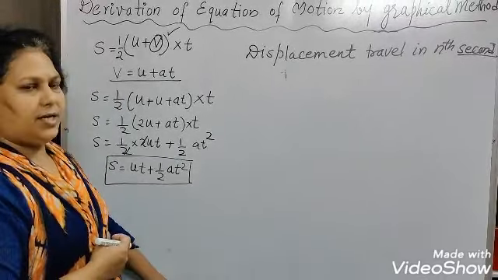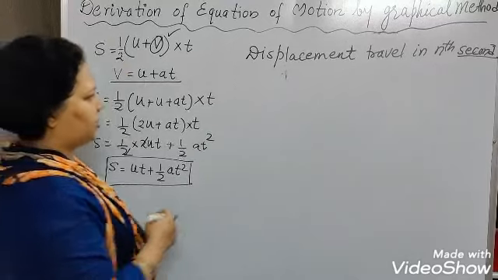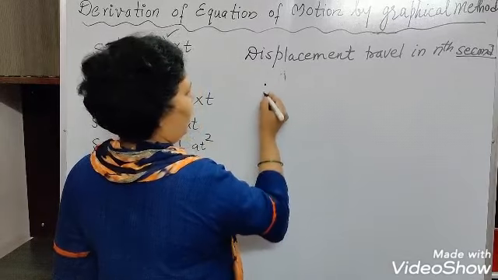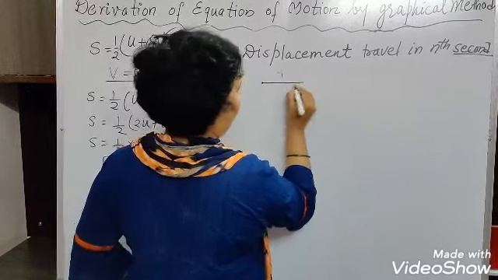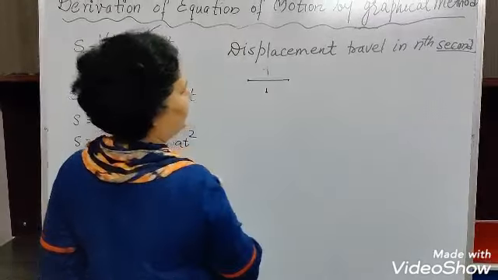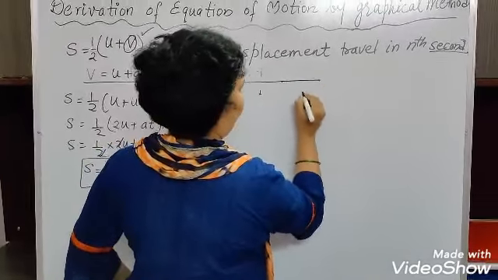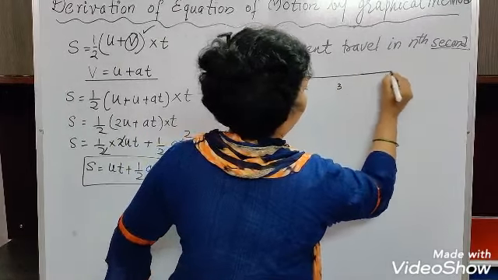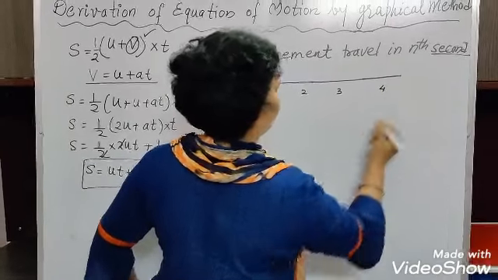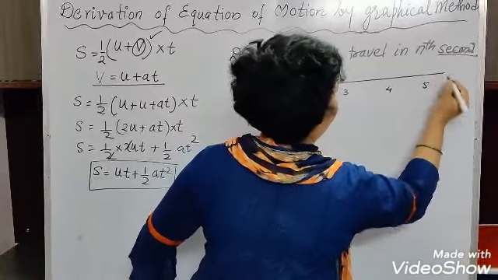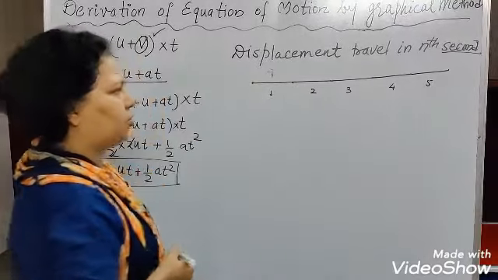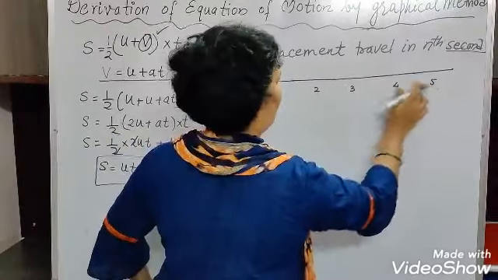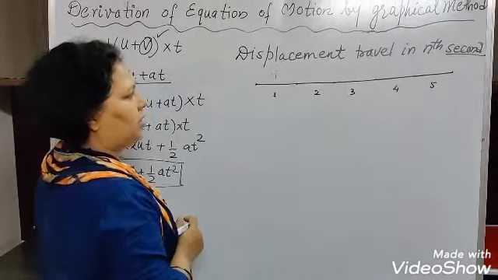That formula we are deriving here by the second equation of motion, and we will understand the meaning here. Suppose an object starts its journey and in the first second travels till here, then in the second second travels till here, third second till here, and fourth second till here. Then this is the fifth second till here. So all together, if we consider 5 seconds, how much distance is traveled by the object?